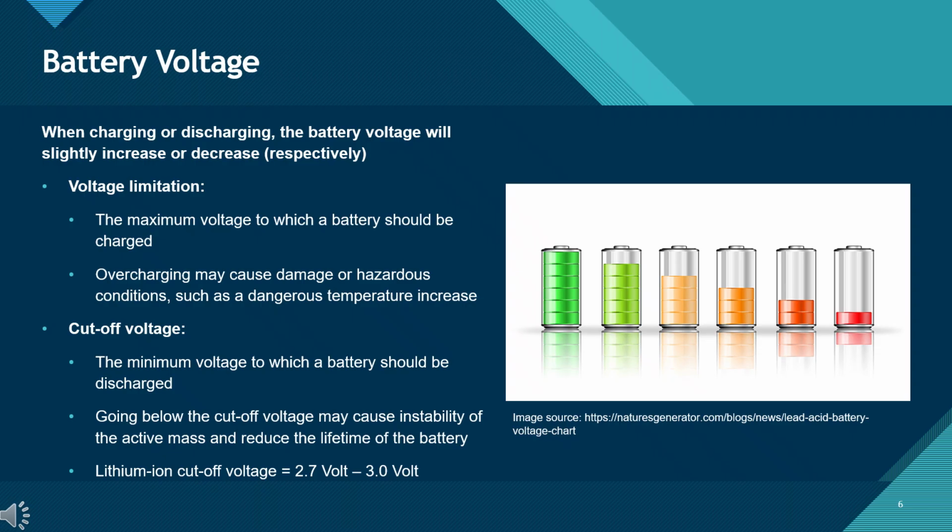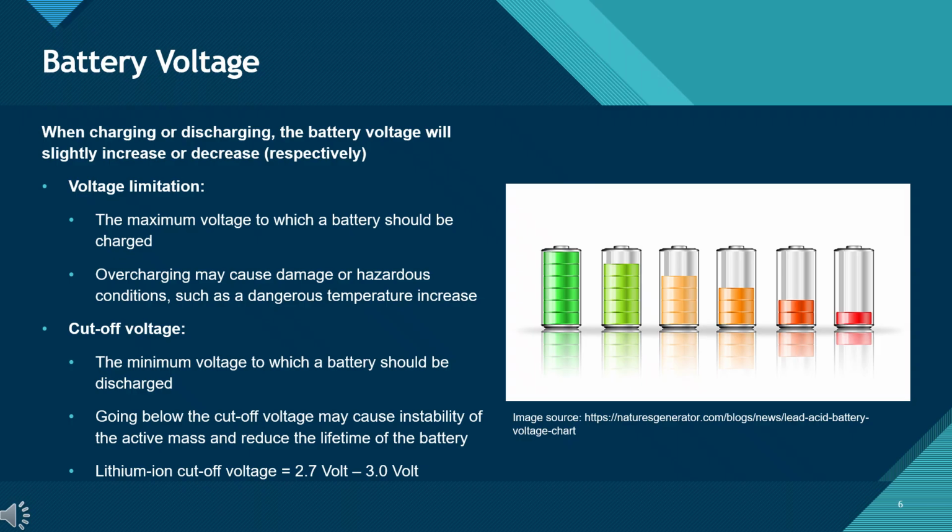When we talk about battery voltage, we need to understand two important limits: the maximum voltage during charging and the minimum voltage during discharging. As a battery charges, its voltage gradually increases. But there is a voltage limitation, which is the maximum safe level the battery can handle. If we go above this limit, the battery can overheat, become unstable, and in extreme cases, even create hazardous conditions. Overcharging is one of the main reasons batteries fail or become dangerous.